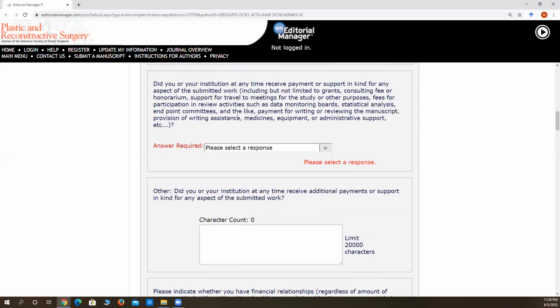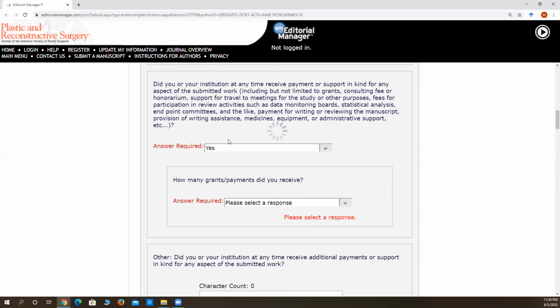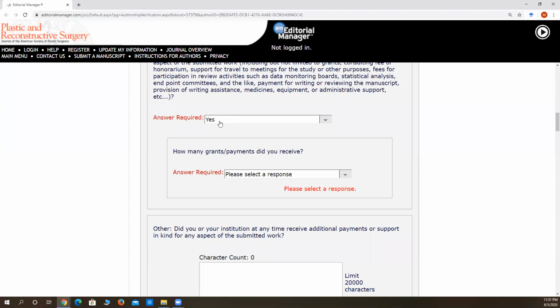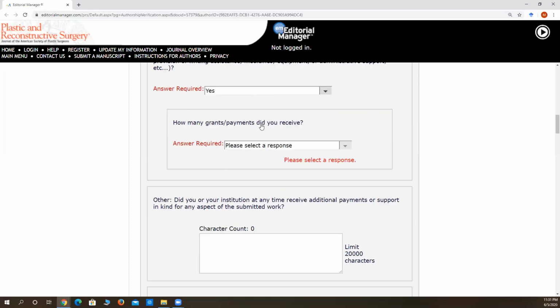The next question asks about if you or your institution received any payment in support of this work. If you say yes, you can read the details of what they define as payment, because it's not only money you receive, it can be money in support of travel or money in support of reviewing a paper or giving a talk. So just make sure that you don't have any of these criteria here.